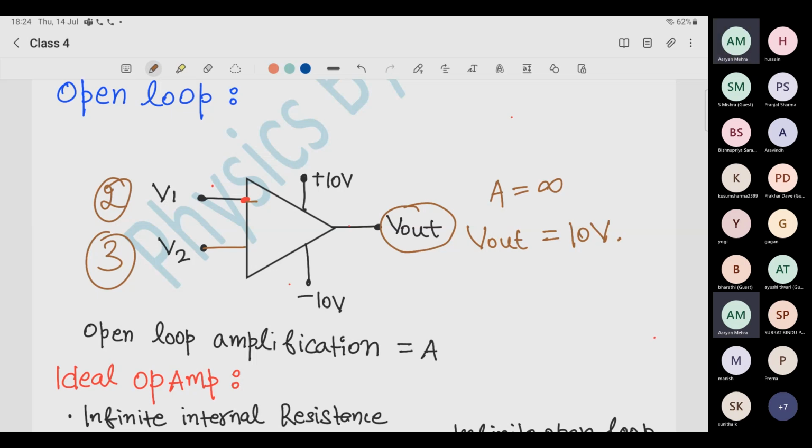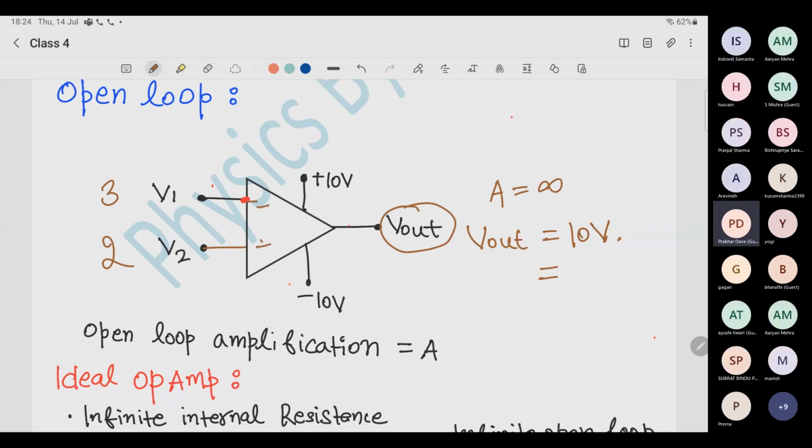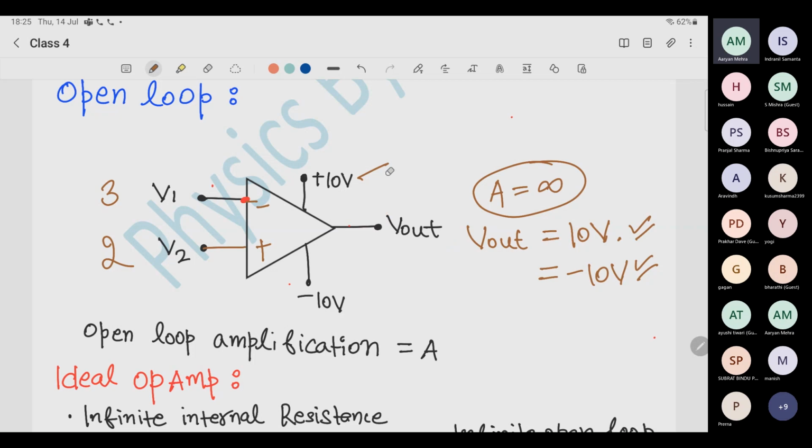So now, based on that, I have a second question. Let's say now it is 3 and it is 2. What will be the V output? What is A? Minus 10, definitely. So if your A is infinite, then your answers come as saturation voltages, and these are the saturation voltages.